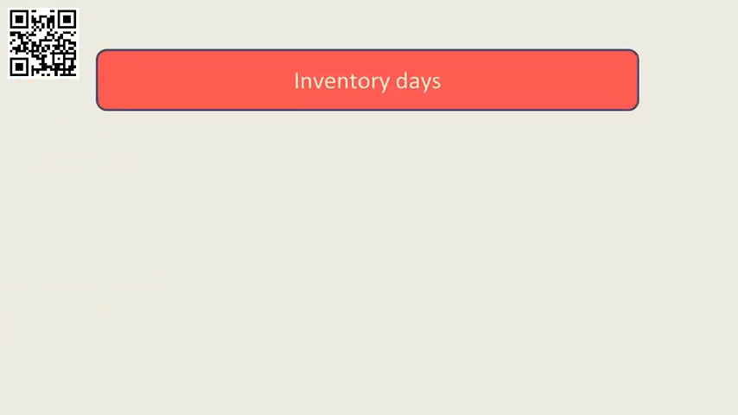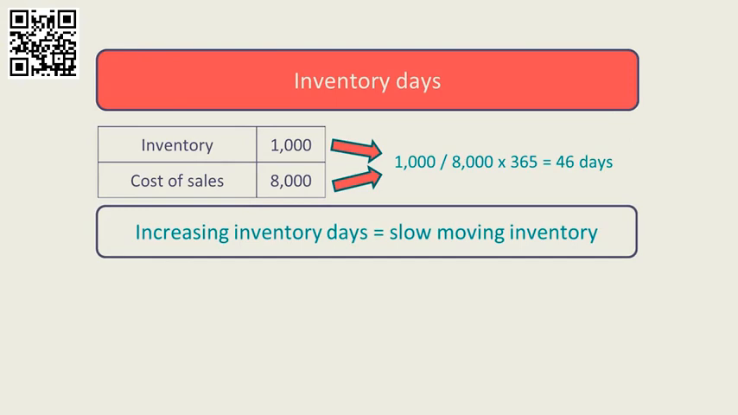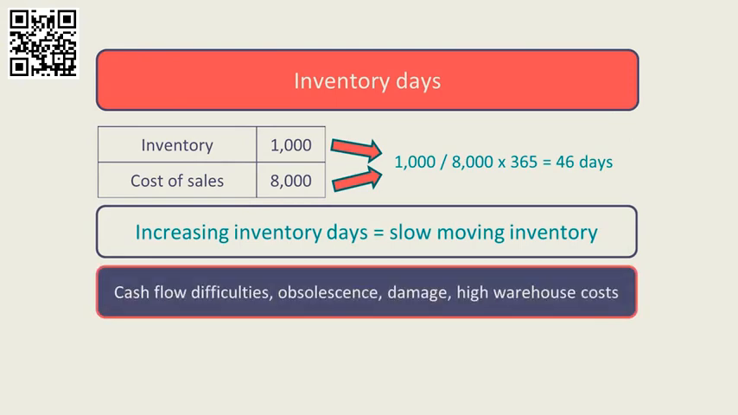The next measure is the inventory days or inventory turnover period. Inventory days is calculated by inventory divided by the cost of sales and again multiplied by 365. This measure indicates the average period that a company holds its inventory. An increasing inventory days calculation suggests slow-moving inventory, which can then lead to build-up or excessive holdings. In addition to potential cash flow problems, too much inventory can also lead to loss through obsolescence or damage, and there may be associated related costs such as warehousing and insurance.